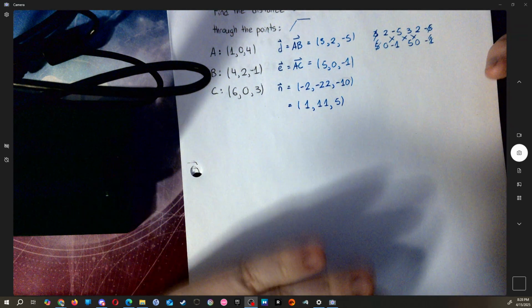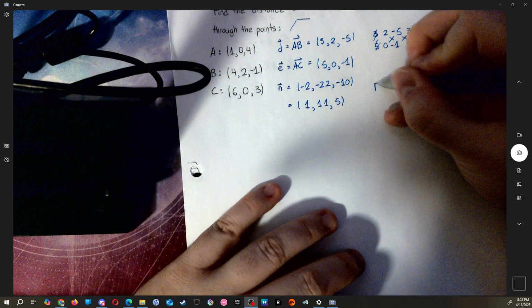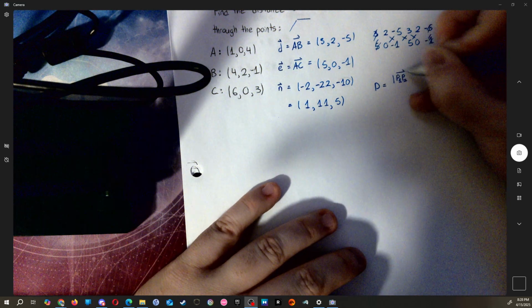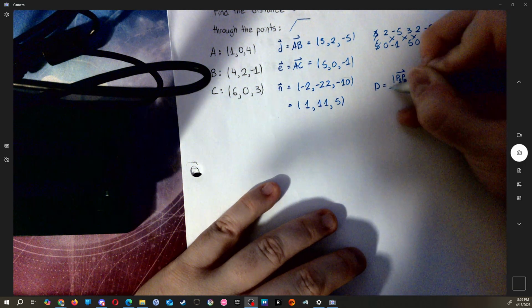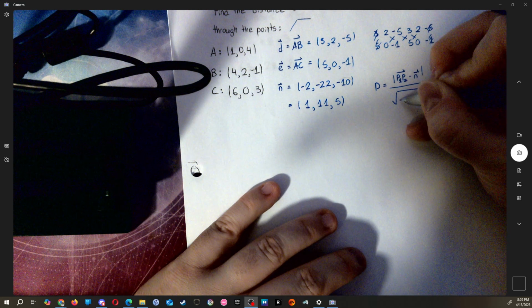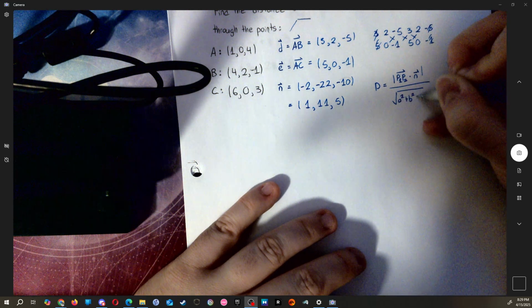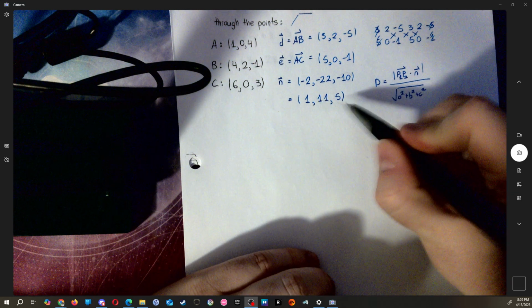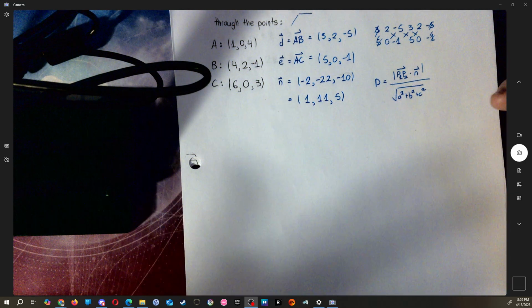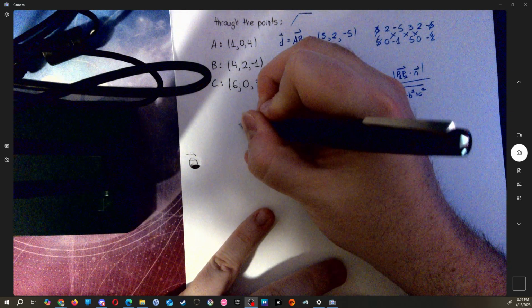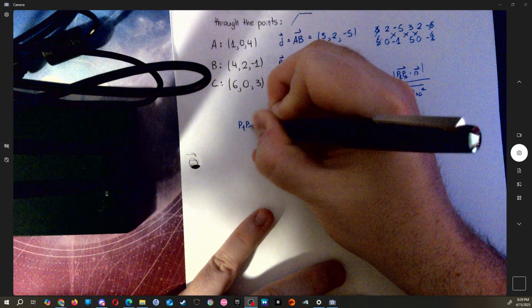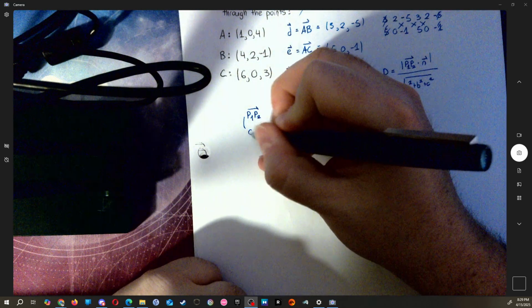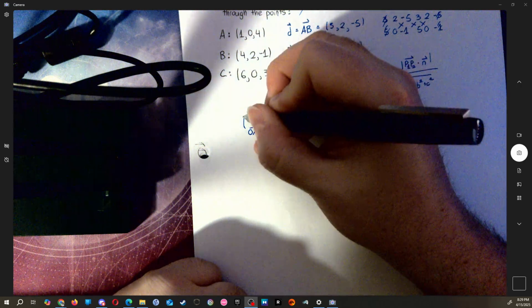Okay, and now that I have my normal, remember our distance formula is the absolute value of P1P2 dotted with my normal, divided by the square root of a squared plus b squared plus c squared, all under one root. So I've got pretty much almost all my ingredients, right? I've got a, b, and c separately. I've got my normal as an entire vector, and now I just need P1P2, and that's going to be my vector going from the origin to A.